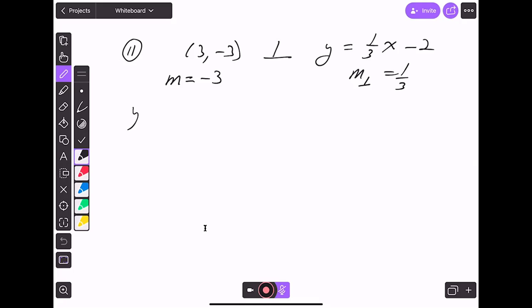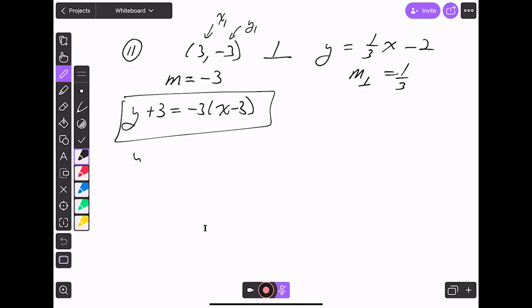Let's write this down. Y minus a minus 3. Again, we're taking this to be y1, this to be x1, equals the slope, which is minus 3, times x minus 3. It's a fine answer. WebAssign typically wants you to solve for y, though. So let's put this down for you. Look at the key later.